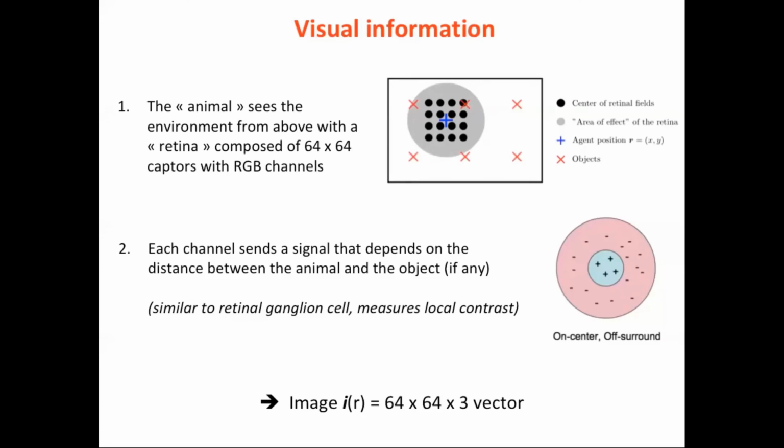So each channel will send a signal that depends on the distance between the center of the retina, which is the position of the animal, and the object, if any object is present, obviously. And this is very realistic, and it is reminiscent of what you would expect from retinal ganglion cells, which measure the local contrast here. So the input, which is the image, is just a vector 64 by 64 times 3, because we have 3 colors, and it depends on the position of the animal.